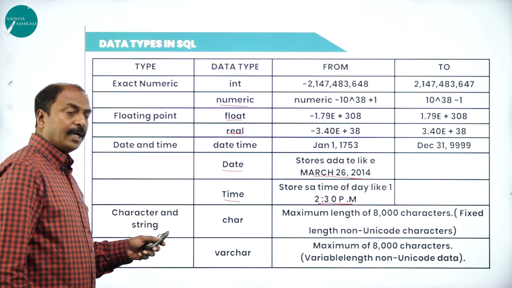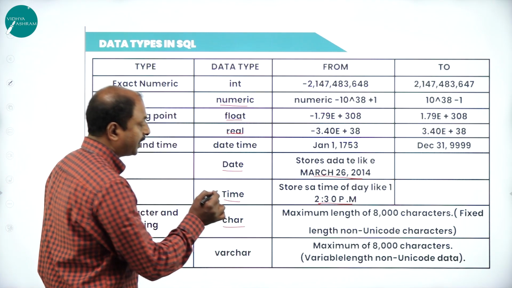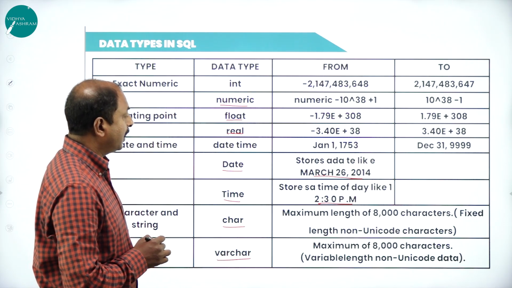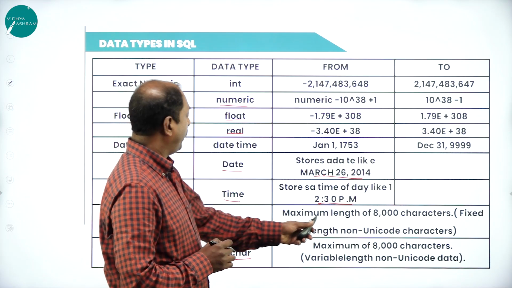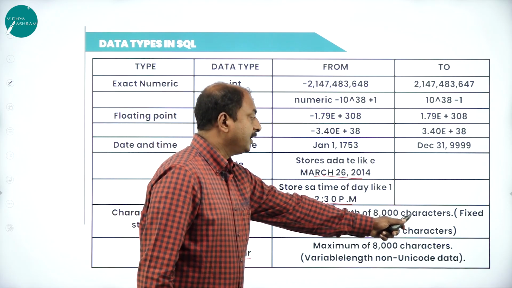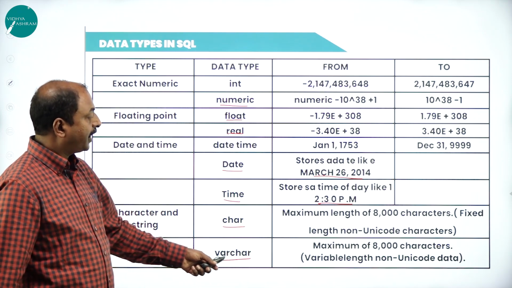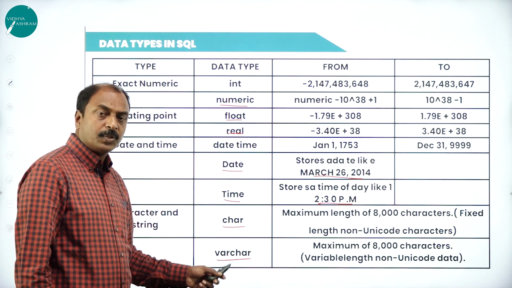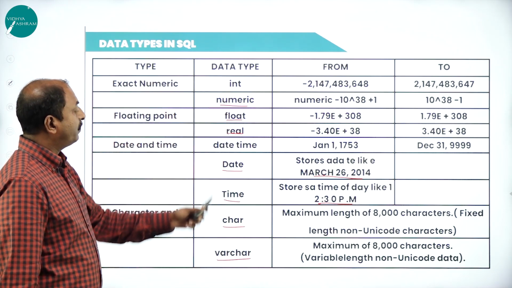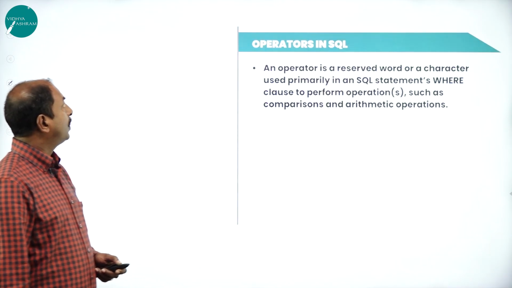Next one is character and string data types. For character and string, we use char, which is character, and varchar is another data type. Character is used to store a group of characters or even a single character, and this is the specification or size of a character data type. And varchar is again a data type to store strings or groups of characters. So these are all the different data types we can make use of in SQL commands. Now let us move on to the next slide.